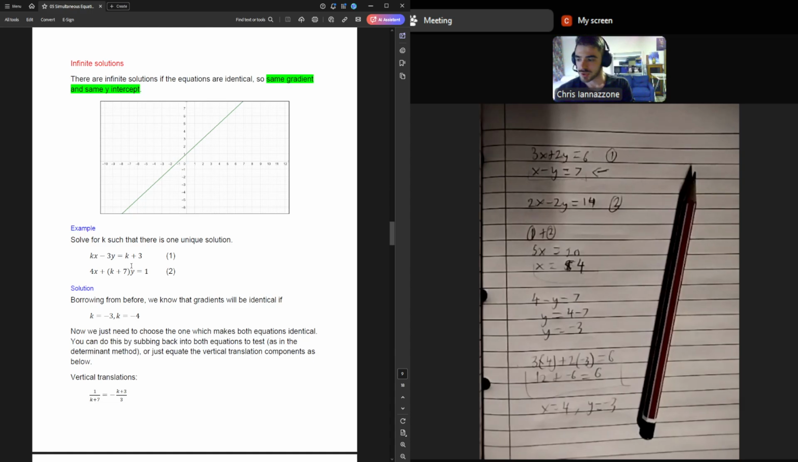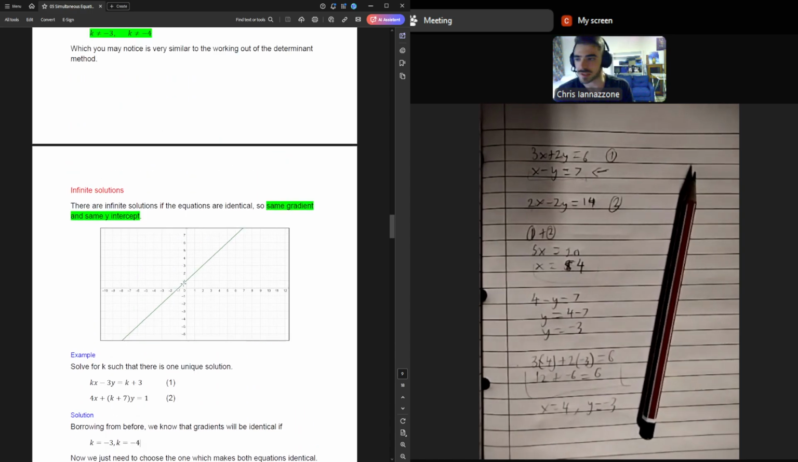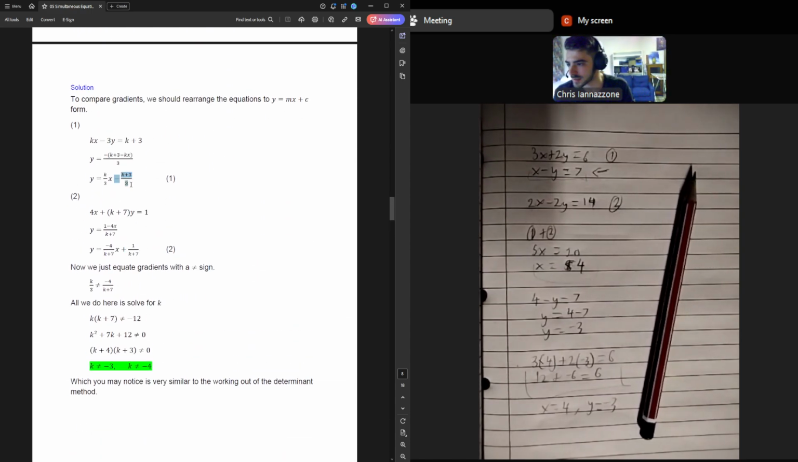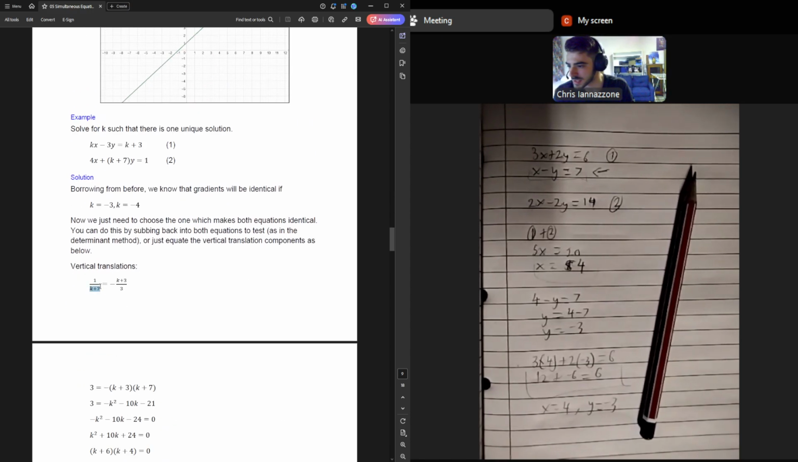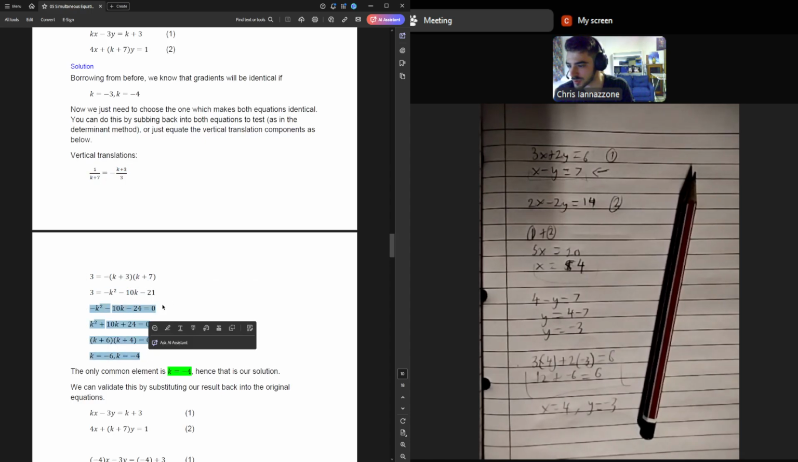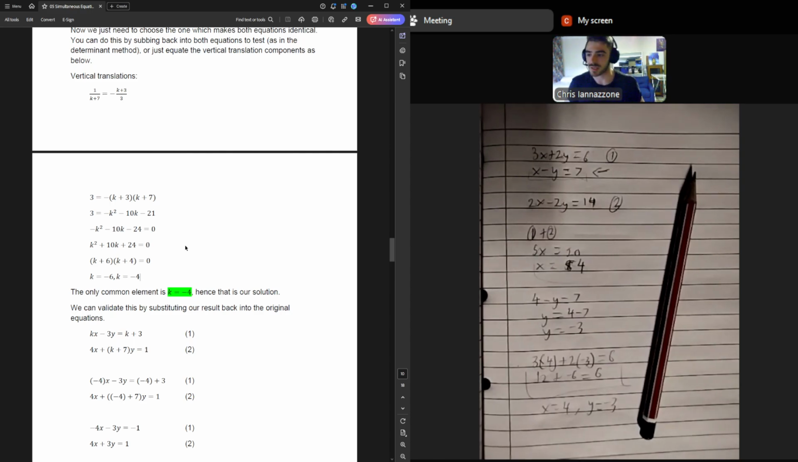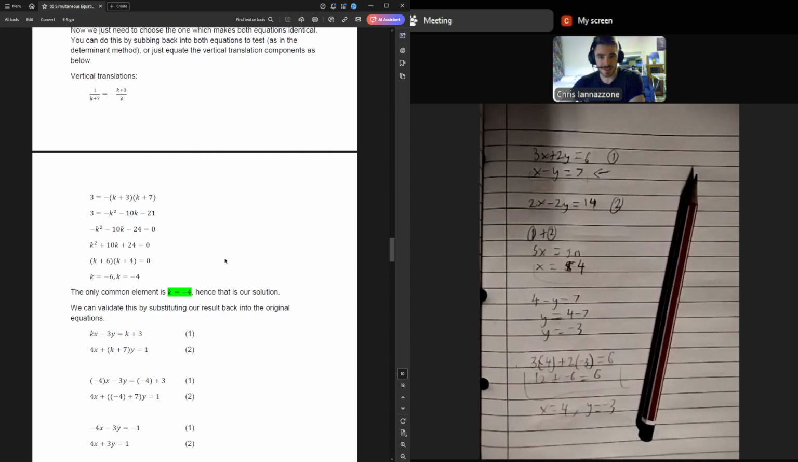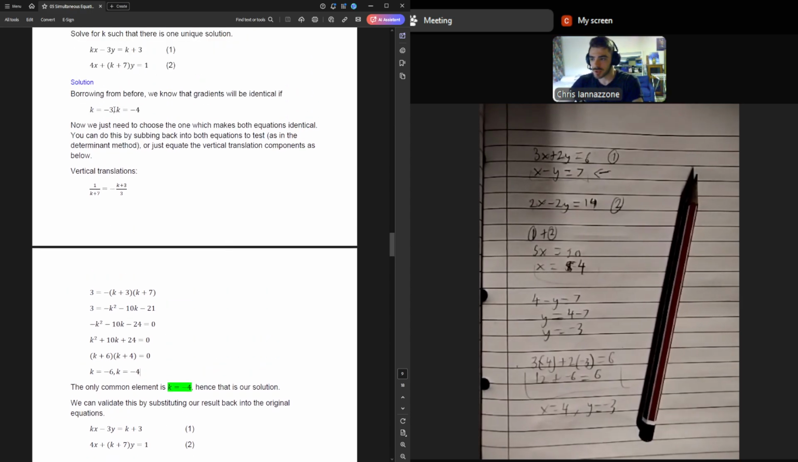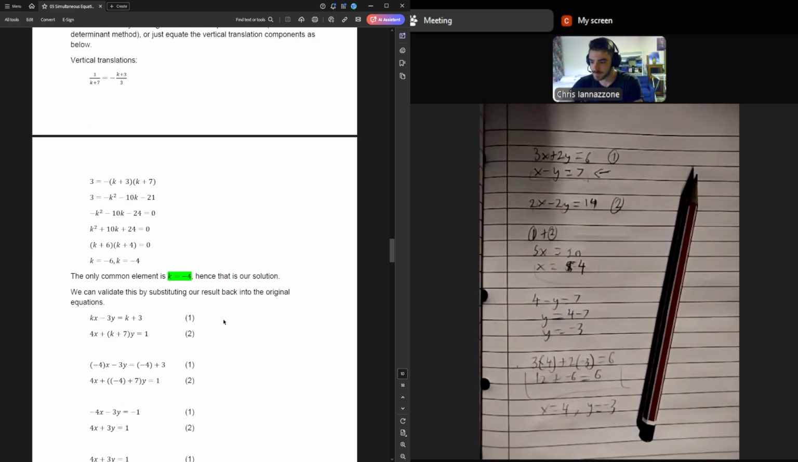Alternatively, you could just look at the vertical translations of each of those linears, so the y-intercept components of the linears, which would mean looking at this term here and equating it to this term here. Those are the y-intercepts of both. And if you do exactly that, rearrange, solve the quadratic, you're going to get k equals -6 or k equals -4. Either of those will give you identical y-intercepts. But because we want both identical gradients and identical y-intercepts, you've got to choose the common element between the two. And the only common element is k equals -4.